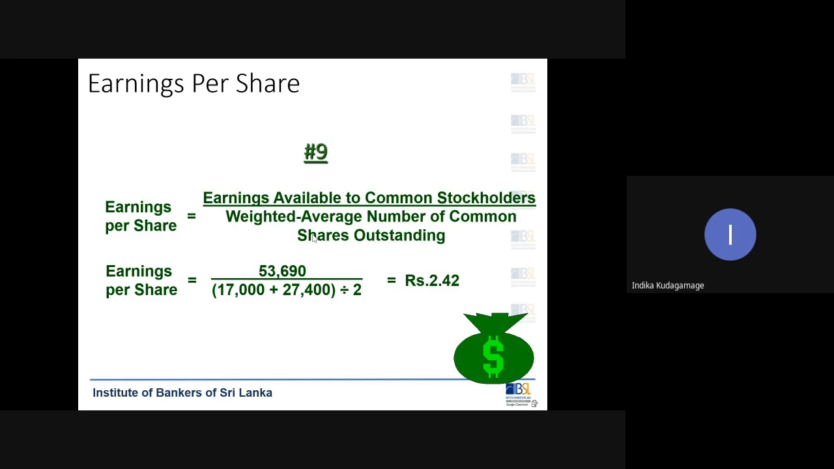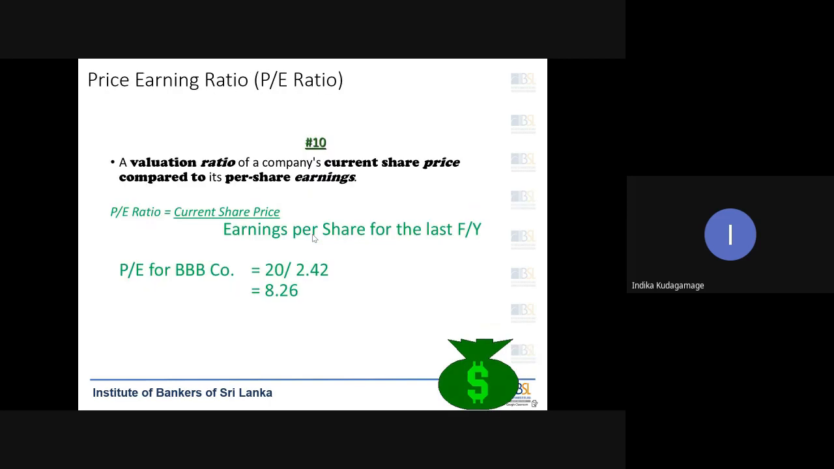Per share, what is the profit? Distributable profit. ROE is, per rupee invested, what is the profit; here, per share, what is the profit? If I have 2 shares, I will get 2.42 times 2. Then we have the price earning ratio.